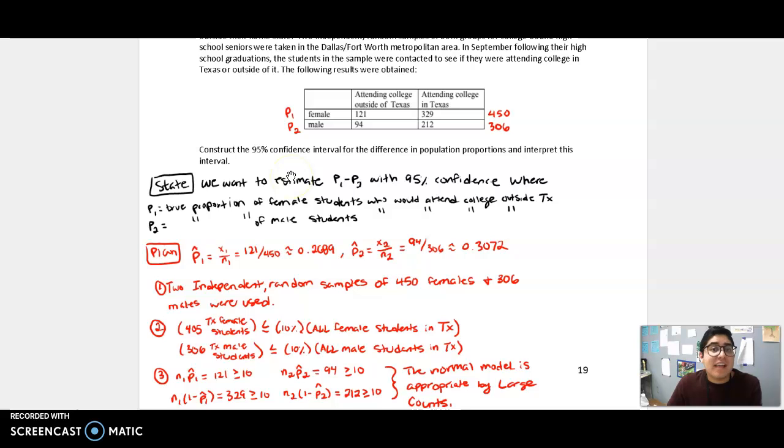All right, so slightly zoomed out here. Sorry about that. The successes in the female group are 121 and the failures are 329. I can see this from the count of values, so I'm not going to show my math here because I can see the counts in the table. Then I do the same for the male group. And I can say that the normal model is appropriate by the large counts condition.